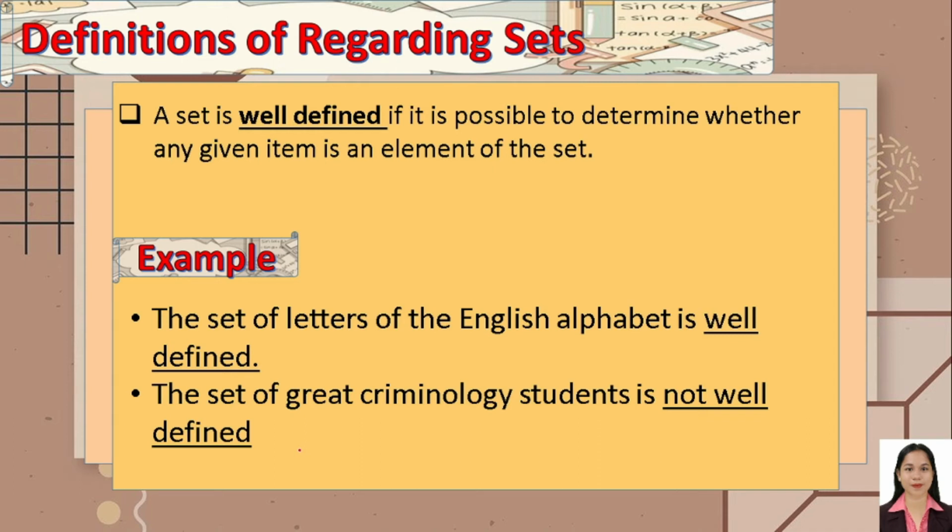Okay? Then, halimbawa, another example, an honest president in the Philippines. So, not well-defined siya. Why? Kasi hindi naman natin alam kung sino ba yung honest na president, or hindi naman natin mabibilang kung sino ba yung mga honest na president ng Philippines. Okay? So, not well-defined siya.